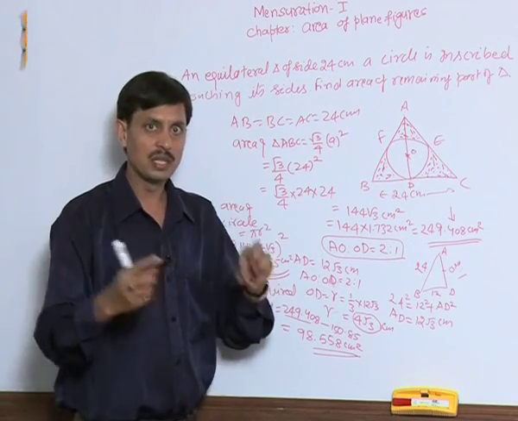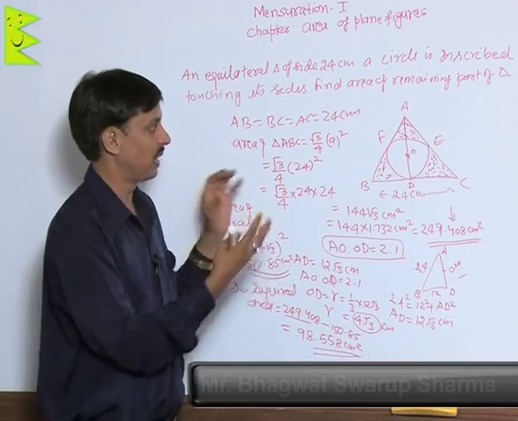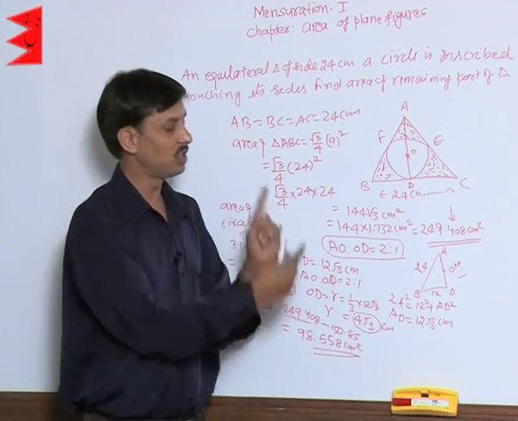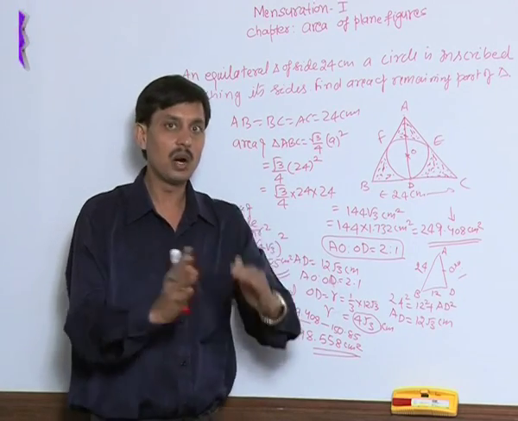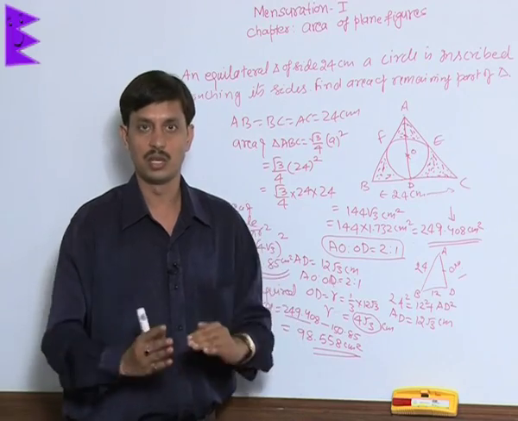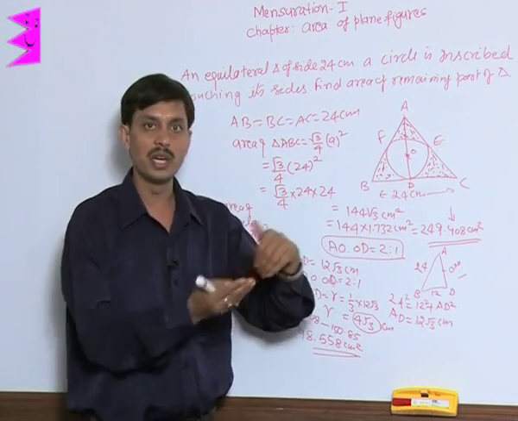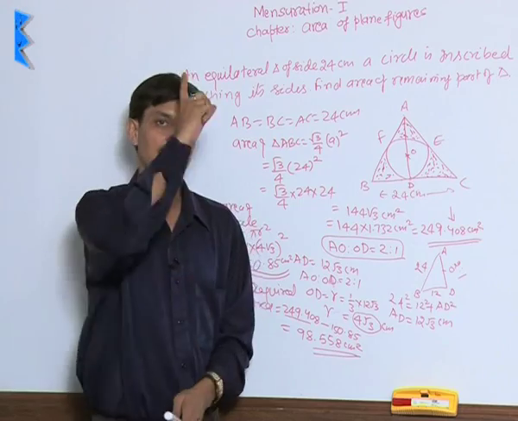So you can observe from this example, or the examples I have discussed with you for this chapter of mensuration, how one unit is related to another, how class 10th is related to class 9th, as I have used here the centroid concept which is discussed in class 9.